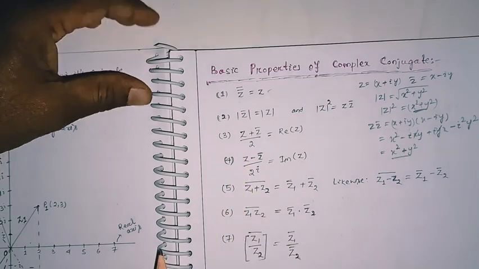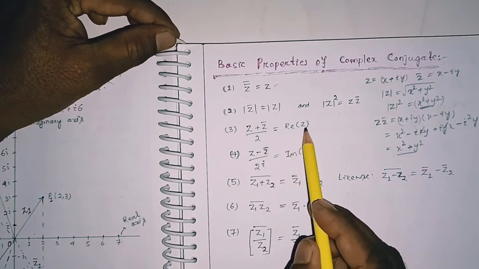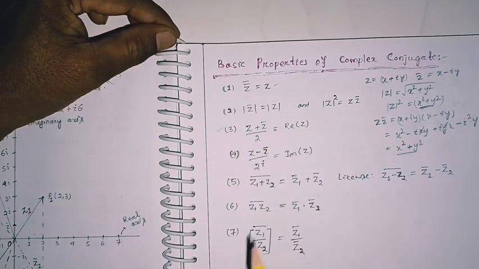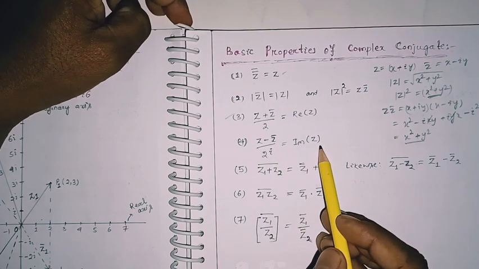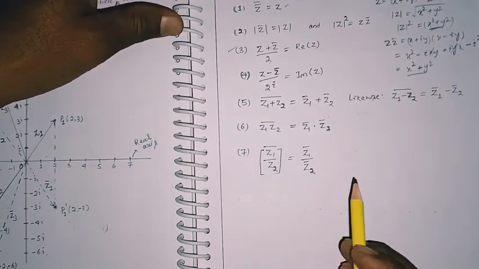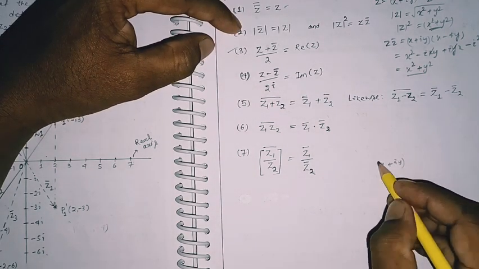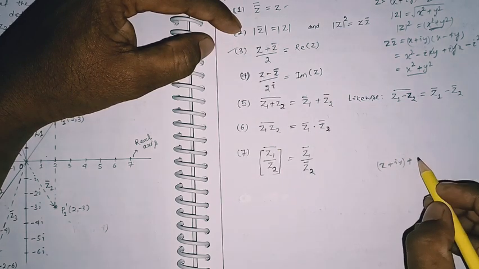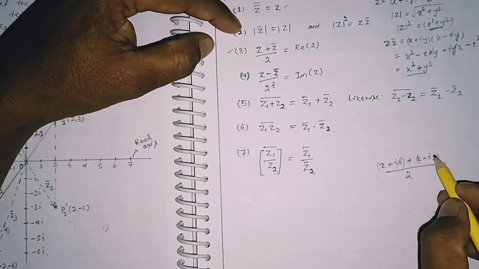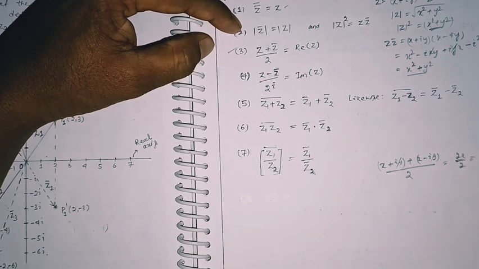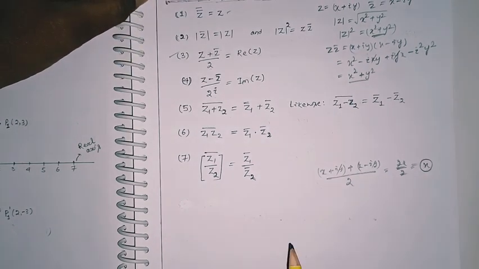Here you can see another property: z plus z bar by 2 is the real part of z. This is one of the important properties that you have to remember. Z minus z bar by 2i is equal to the imaginary part of z. This is a simple thing that you can prove by yourself. Suppose we consider x plus iy plus its complex conjugate x minus iy, by 2. Here iy and minus iy cancel, and 2x by 2 is equal to x. This is nothing but the real part of the complex number.